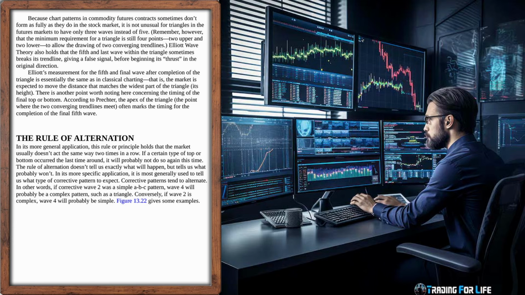The rule of alternation. In its more general application, this rule or principle holds that the market usually doesn't act the same way 2 times in a row.